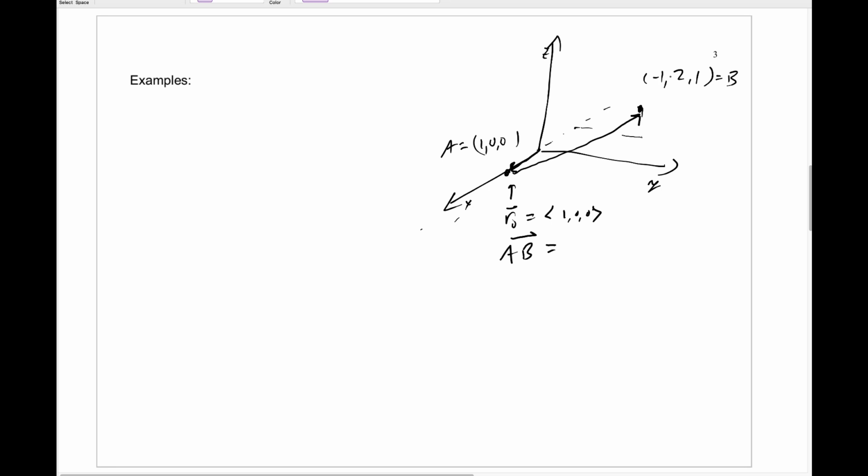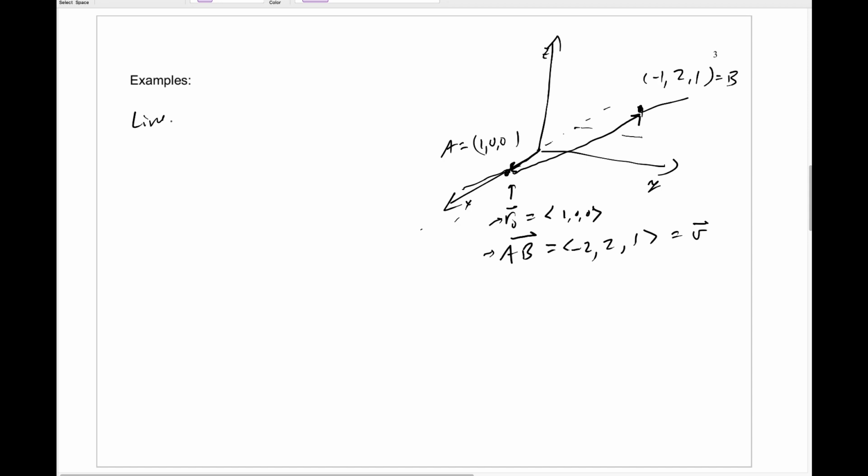And to find the coordinates for that vector, we just take the coordinates of B minus the coordinates of A. In other words, the first coordinate is -1, and we subtract 1. So we get -2. The second coordinate is 2 minus 0. The third coordinate is 1 minus 0. And AB is this vector. So for this line that goes through the points A and B, it's a line with initial point R0, and with direction vector, in this case AB. That's what we're going to call our V as before.